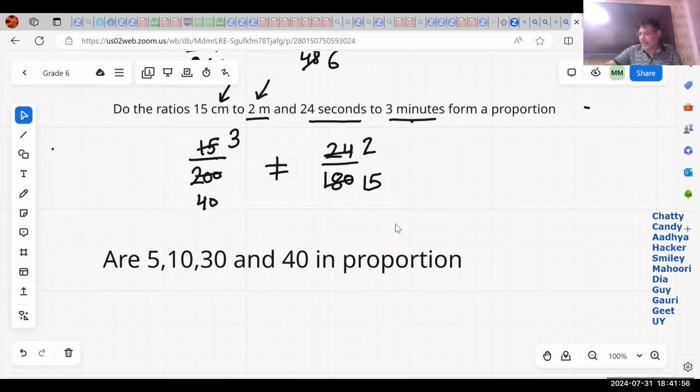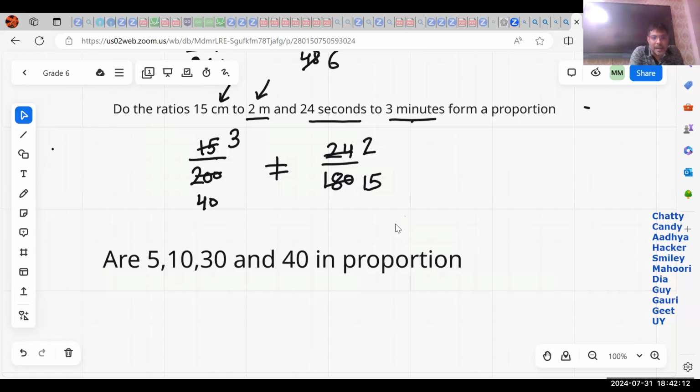The first and last terms are called extremes and the middle two terms are called means. So if four terms are in proportion, then the product of means is equal to the product of extremes. So you will multiply and check.